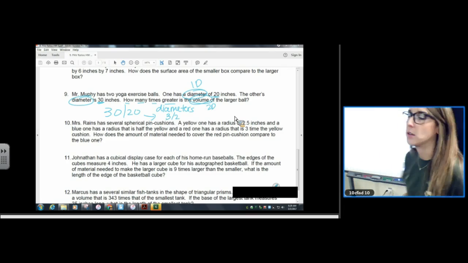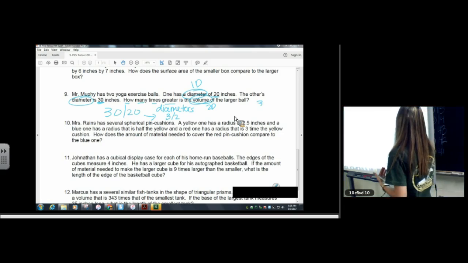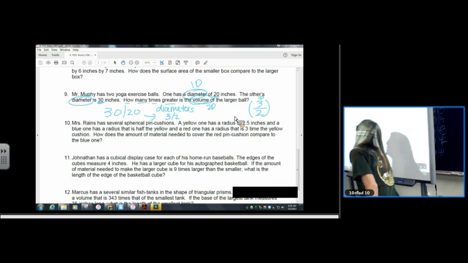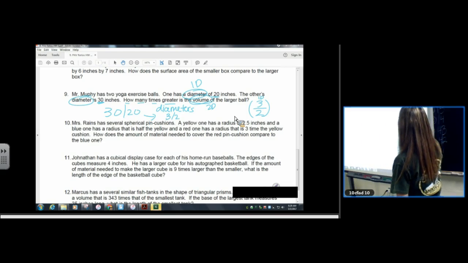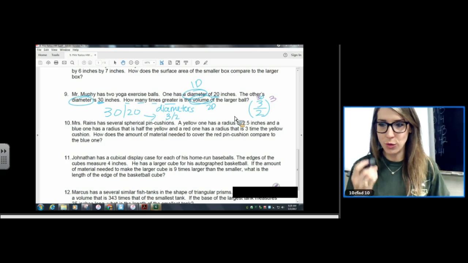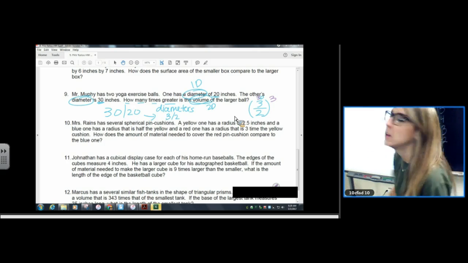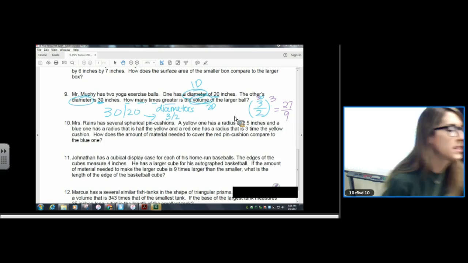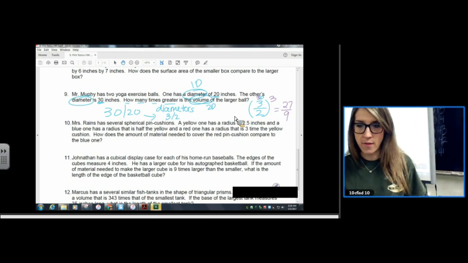So all we do is take our 1D scale factor, one-dimensional scale factor, and we make it 3D. The way you make something 3D is you cube it. You raise it to the third power. So 3 cubed is 27, and 2 cubed is 8. So it's 27/8 times bigger the volume is.